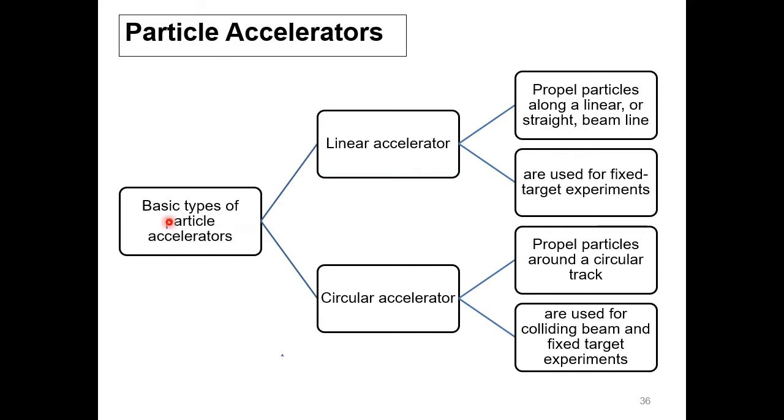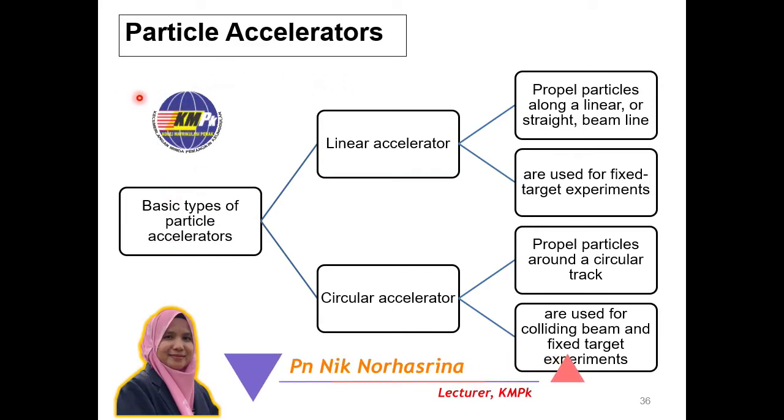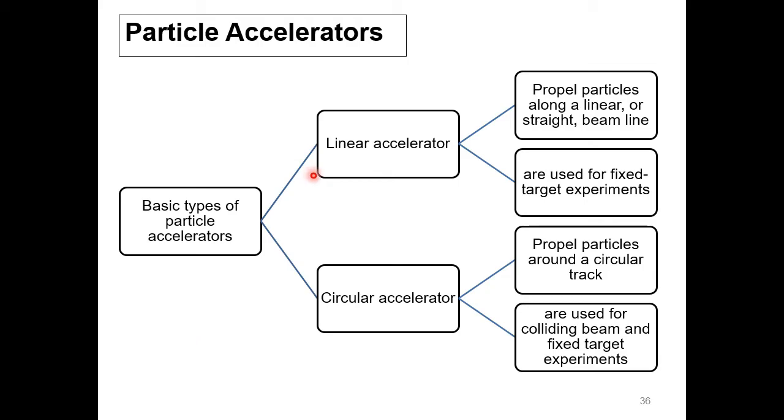Let us look at particle accelerators. The basic types of particle accelerators are the linear accelerator, known as LINAC, and the circular accelerator. A linear accelerator propels particles along a linear or straight beamline and is used for fixed target experiments. Whereas a circular accelerator propels particles around a circular track and is used for colliding beam and fixed target experiments.